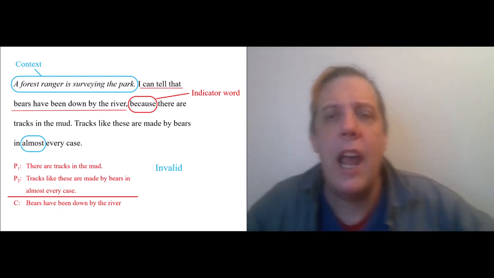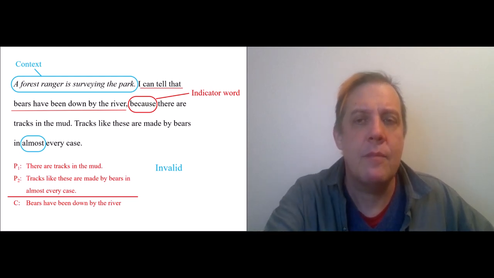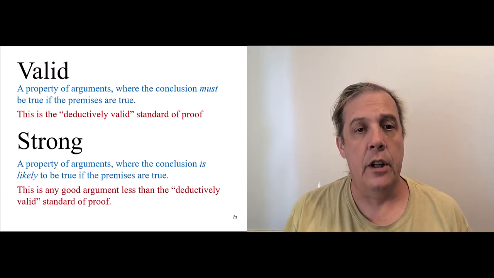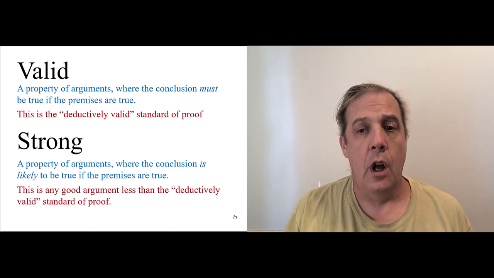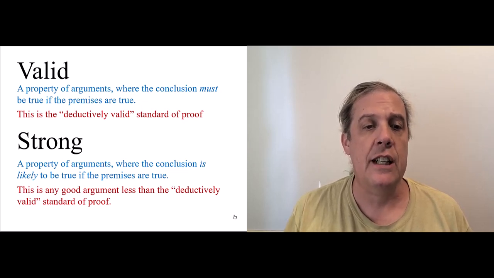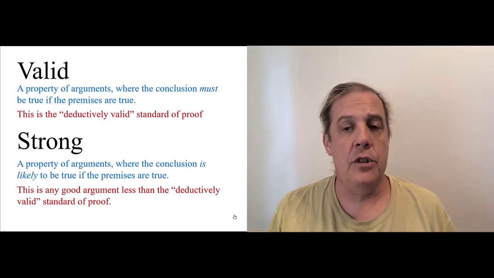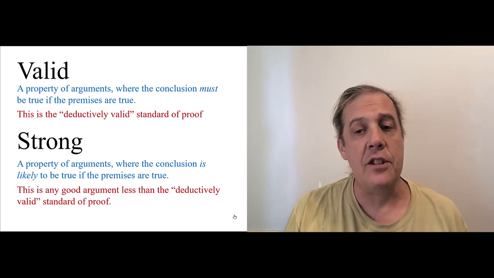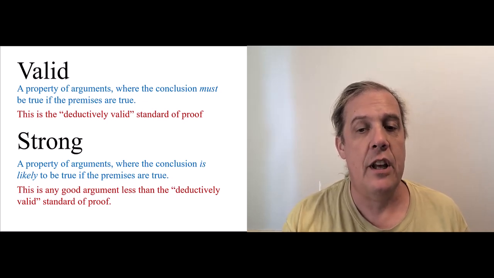So now we're going to have to talk about a different kind of compliment that we can pay arguments. We said an argument is valid if the conclusion must be true if the premises were true. A slightly weaker compliment we can pay an argument is to say that the conclusion is likely to be true if the premises are true. So deductive validity is the best an argument can be as far as its inference is concerned. And if it's not deductively valid, but it's still pretty good, we can say that it's strong.